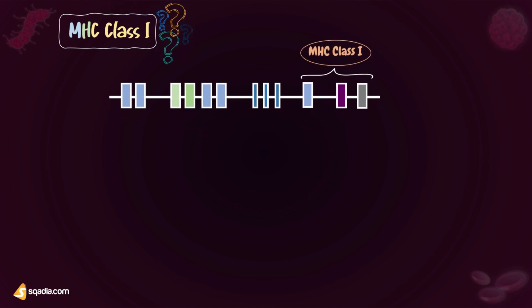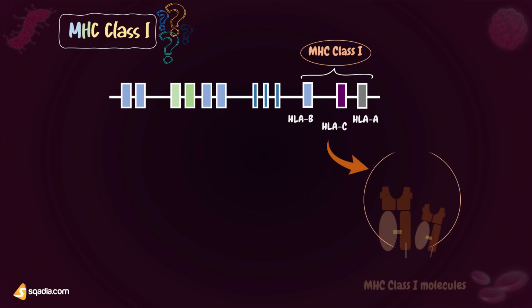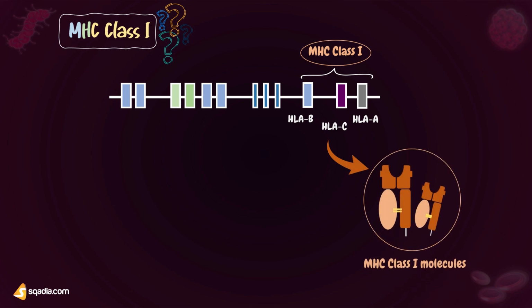Well, MHC Class I is one of the three major divisions of MHC gene loci. And in this locus, the three main gene segments are HLA-A, HLA-B, and HLA-C. By following transcription and translation, ultimately these gene products produce MHC Class I molecules.